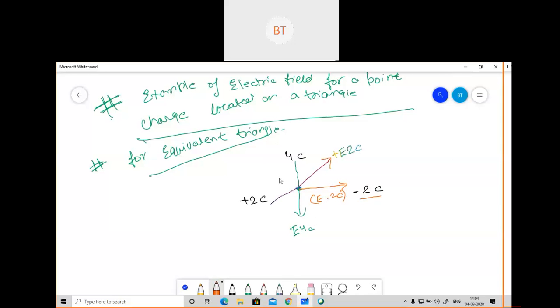Okay, so let me draw the triangle for it. If I draw the triangle, this is our triangle. My drawing skill is very bad and my writing skill is also bad, so you have to cooperate with me. It's not about you only, everybody is facing the same problem. In every class, the writing skill is not so good.